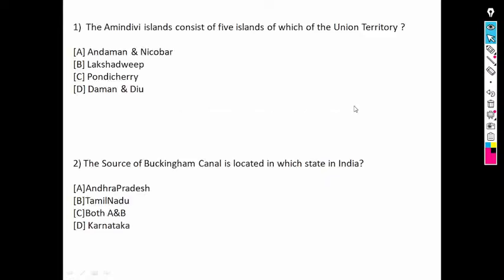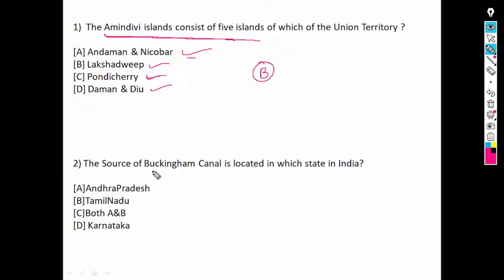First question: the Amenity Island consists of 5 islands, of which Indian territory? The Amenity Island, that is your Andaman Nicobar Island, your Lakshadweep, Pondicherry, and Daman Diu. Amenity Islands consist of 5 islands of which? Your answer is Lakshadweep.